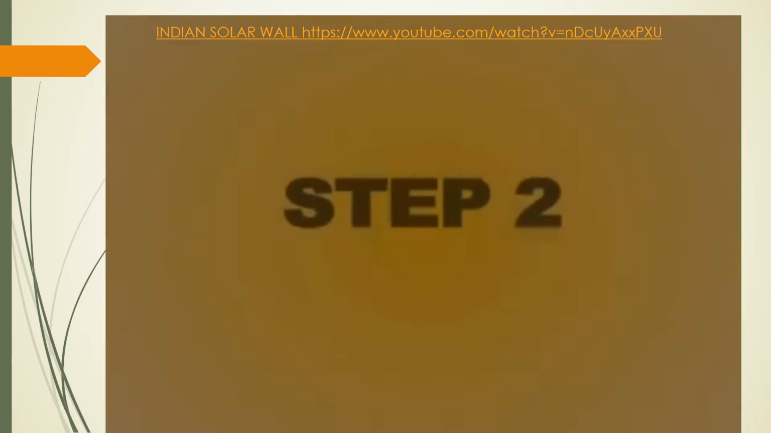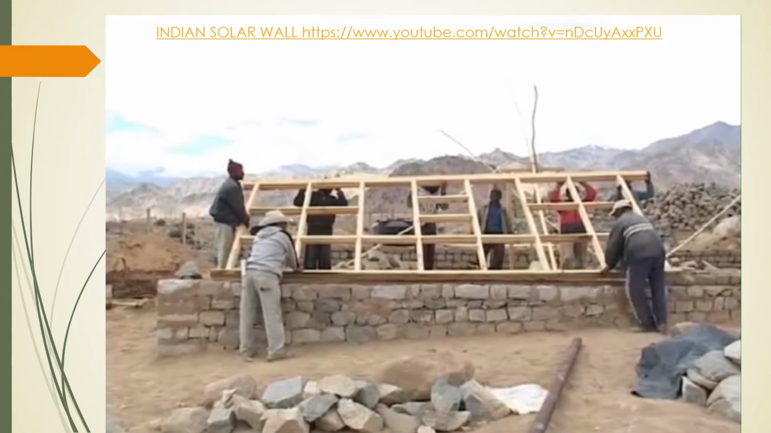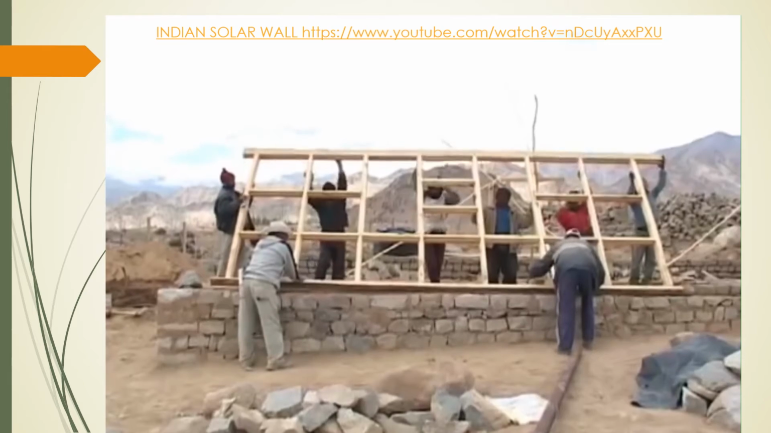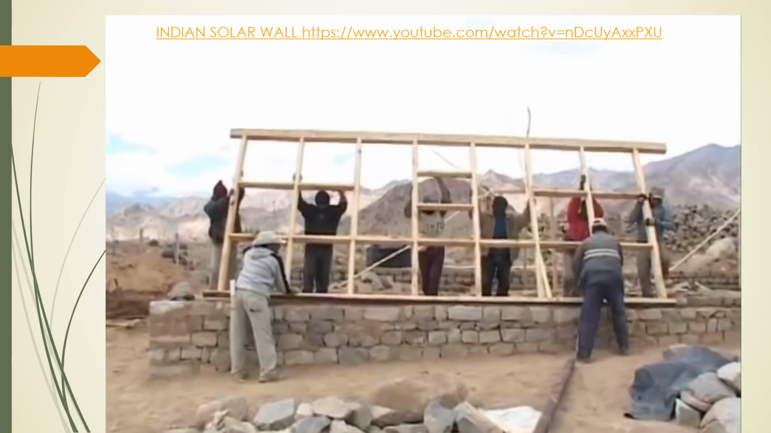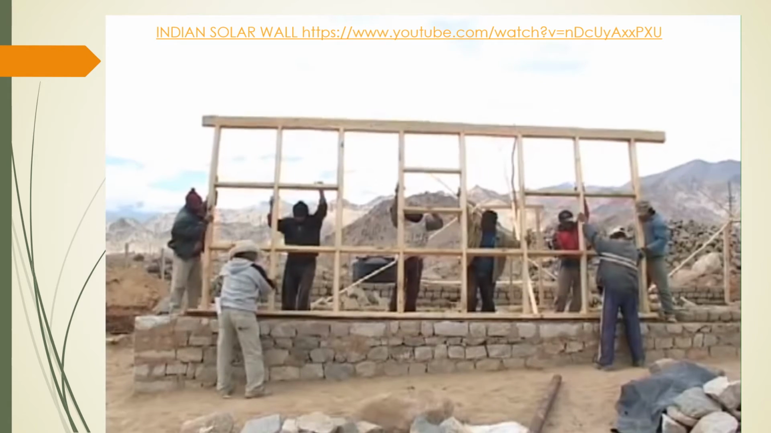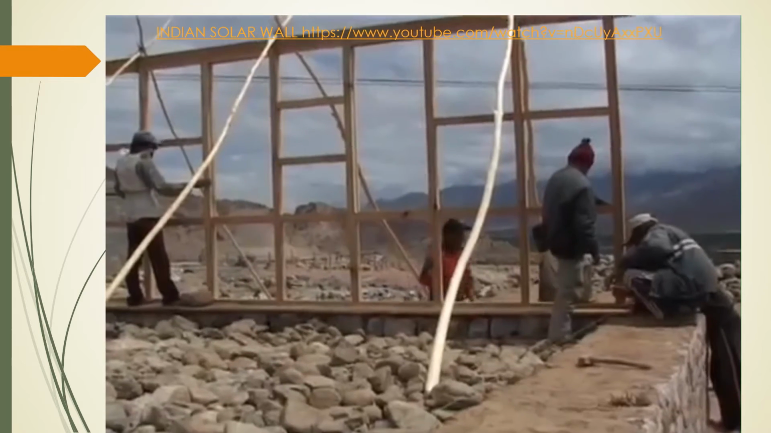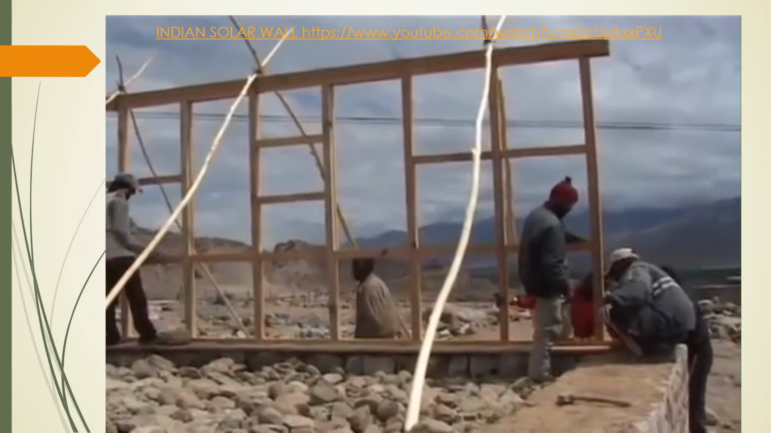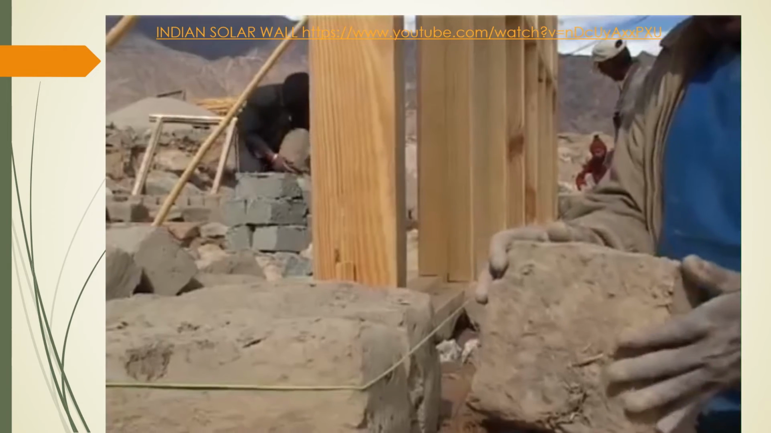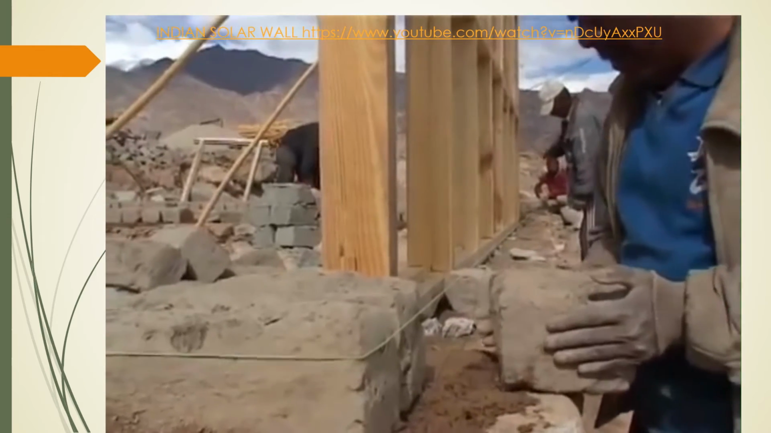Step 2. Position the window frame right in front of the wooden plank. Step 3. Build the side walls to anchor the window frame.